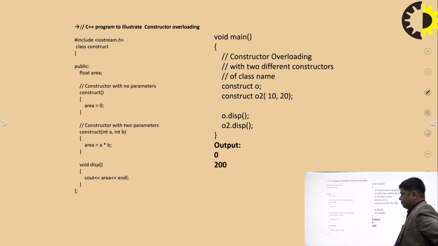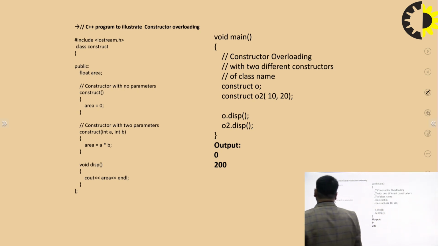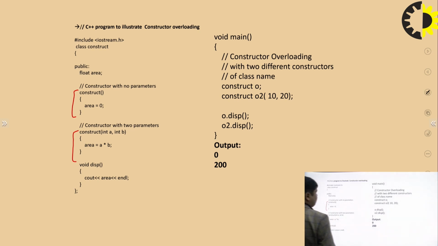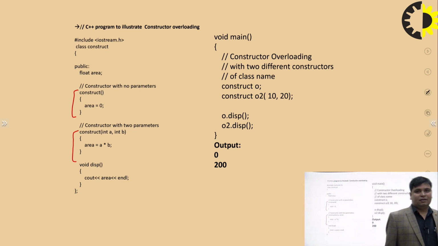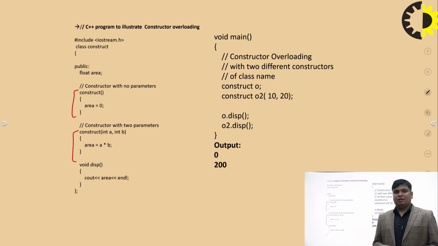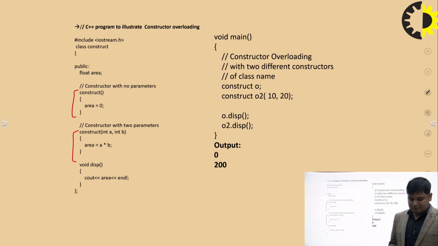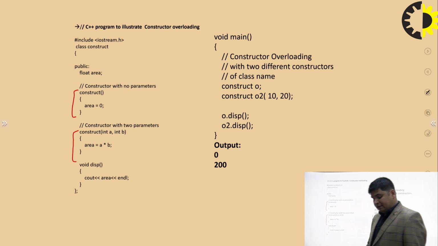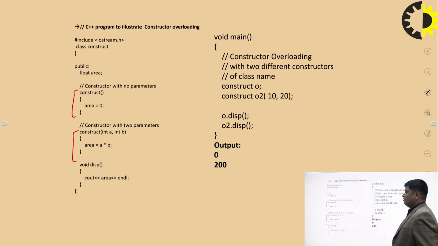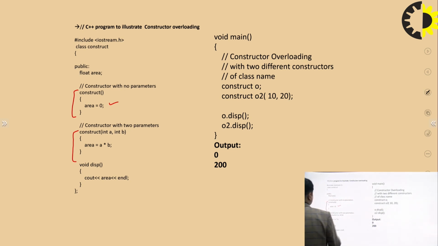So this program shows an example of constructor overloading. The first constructor has no argument, and the second constructor has 2 arguments. We can simply say these constructors are overloaded constructors. If we define multiple constructors in the same class, these are constructor overloading. This is the 0 argument constructor, and this is the 2 argument constructor.